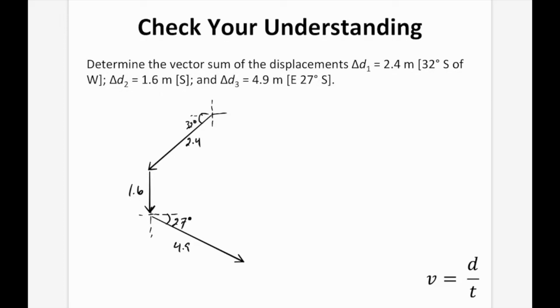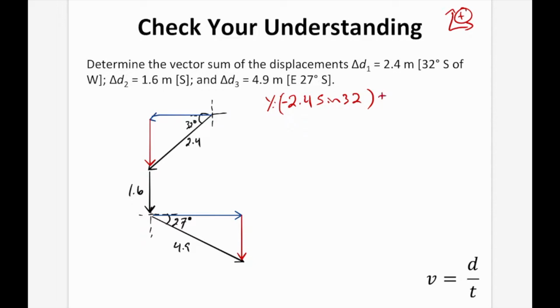So just like we did before, we're going to put our x's in. We'll put our y's in. And we're going to start to solve. So for our y's, it's the opposite first. It's going down. And let's again call right and up positive, just to keep things the same. So for our y, it's the opposite. So it's going to be 2.4 sine 32. And since it's going down, we're going to put a negative sign.